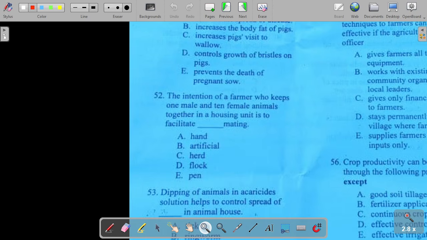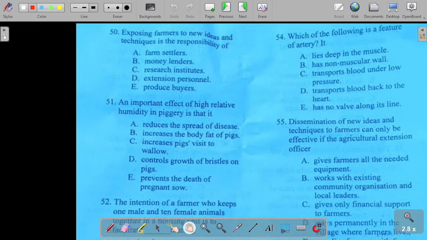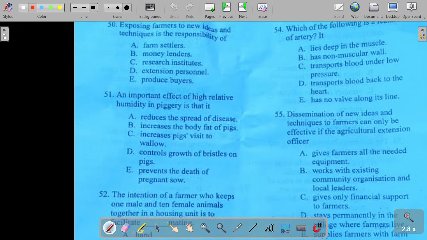Look at 50. Exposing farmers to new ideas and techniques is the responsibility of? Responsibility of farm settlers, no. Money lenders, no. Research institution, okay, no. The research just passes information to the government, and government passes it to the extension personnel.